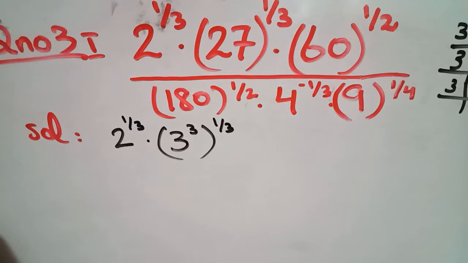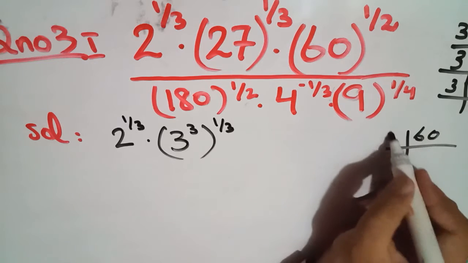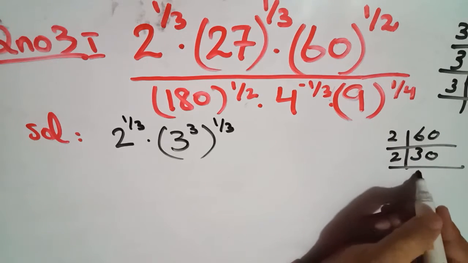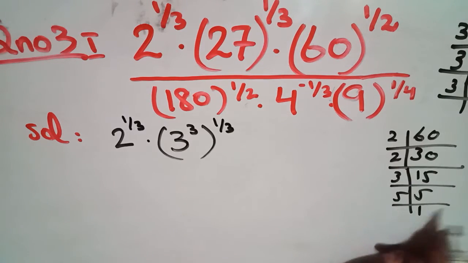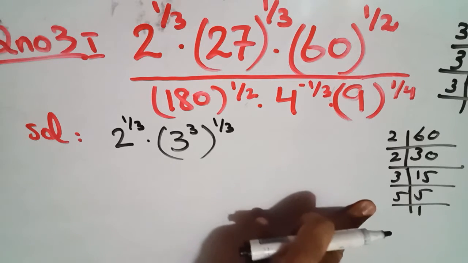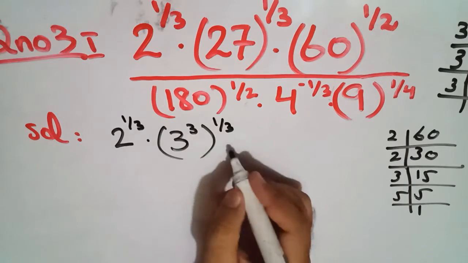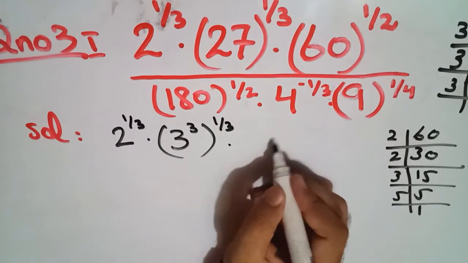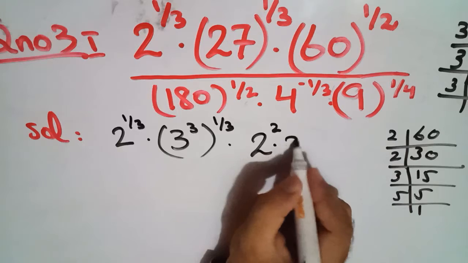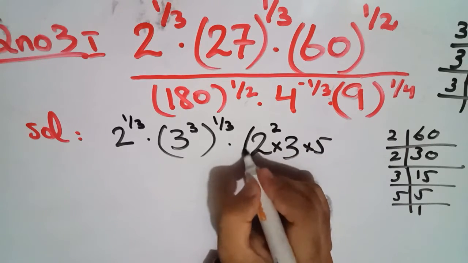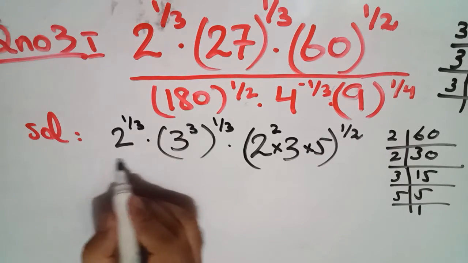60. Now you have to make the factors for 60. So I will make the factors for 60 here. 60, 2 thirties, 2 fifteens, 3 fives, and 5 ones. These are the factors for 60. 5 threes are 15, 2 fifteens are 30, and 2 thirties are 60. You can write it here in the place of 60: 2 appears 2 times, so 2 square, multiplied by 3 and multiplied by 5, whole raised to power 1 by 2.